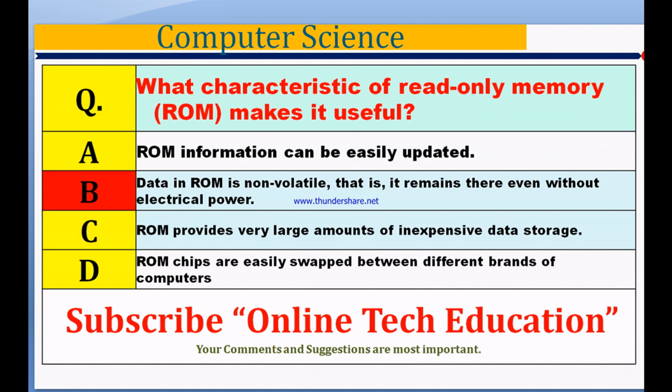What characteristics of read-only memory ROM makes it useful? ROM information can be easily updated. Data in ROM is non-volatile, that is, it remains there even without electrical power. ROM provides very large amount of inexpensive data storage. ROM chips are easily swapped between different brands of computers. Main characteristic of ROM is in option B, data in ROM is non-volatile, that is, it remains there even without electrical power. Option B.